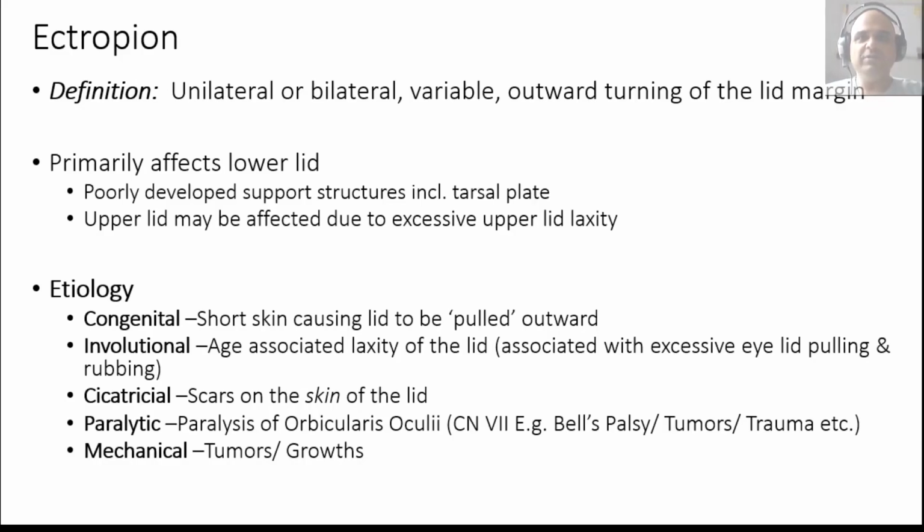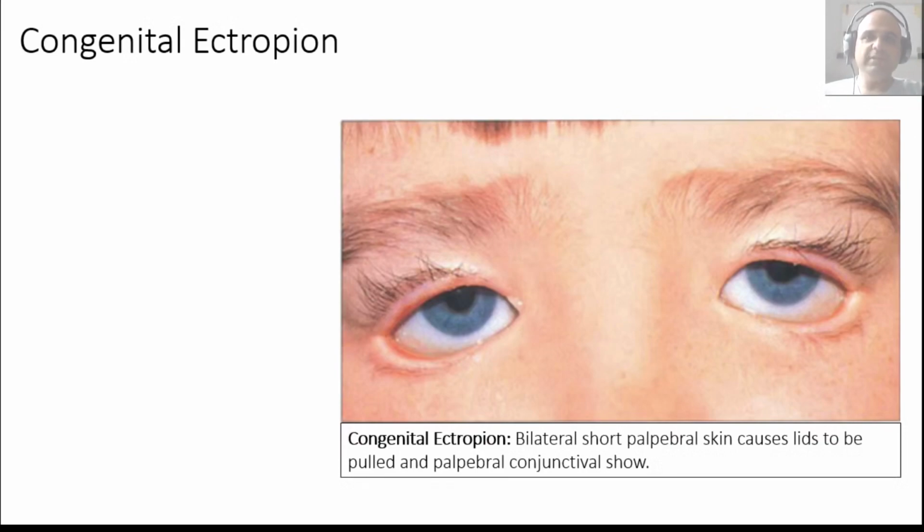And finally, tumors or swellings or growths can be large enough to cause a mechanical ectropion in which your lid margin can turn outwards. So this is a congenital ectropion, and as you can see right here, I can see the palpebral conjunctiva, which normally cannot be seen, as we saw in the picture when we talked about normal landmarks. You can also see a little bit of the palpebral conjunctiva of the upper eyelid.